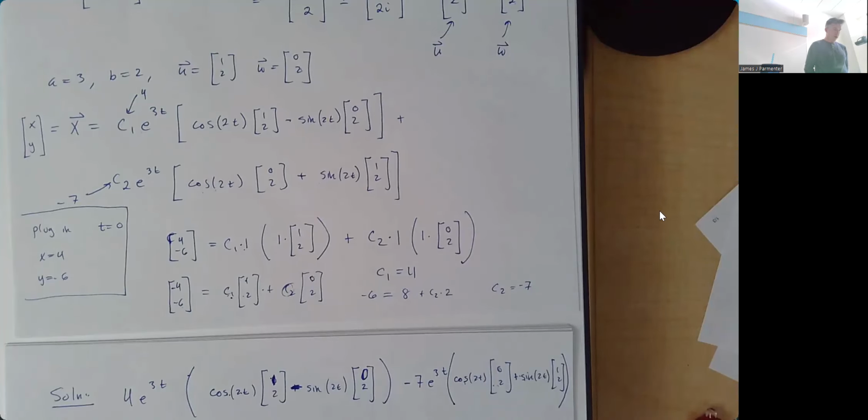I mean, yeah, you could totally, if you wanted to, get to here before having found the 4 and the negative 7 there and have C1 e to the 3, 2 times this minus or plus C2 e to the 3, 2 times that, and then plug in t equals 0 and solve for C1 and C2 if you like. That would also be totally fine. And maybe easier to do that way. Okay.